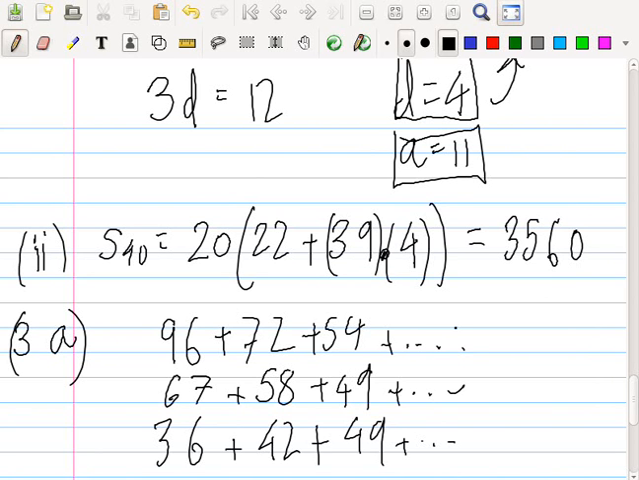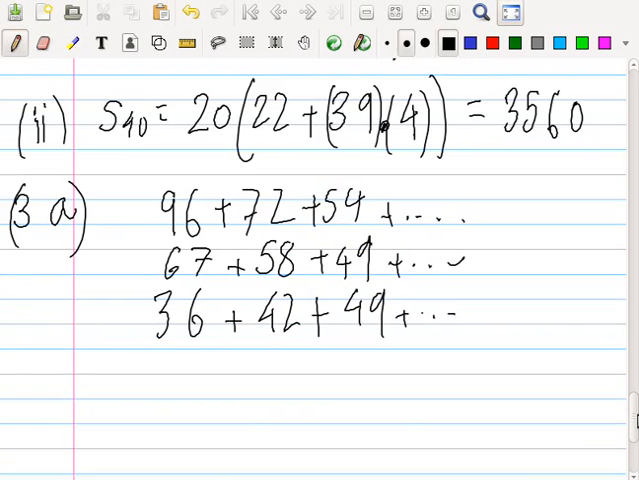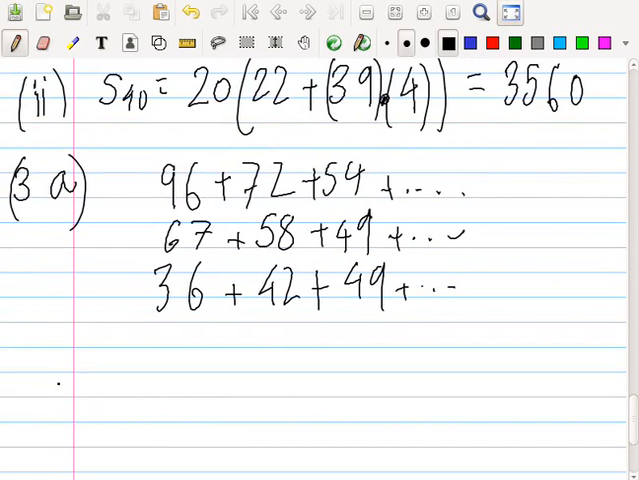Okay, next question. State which one of these is arithmetic. So if I look at these ones here, let's see. This one's plus... No, this one isn't arithmetic, I don't think, because here to here is plus 6, but here to here is not plus 6. What about this one here?